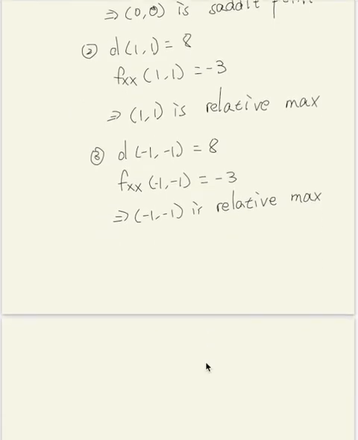Okay, for our last problem of the day, let's look at a real-world application of the partial derivative tests. Maybe not that real world. We're still talking about volumes and stuff, but it's an application problem.